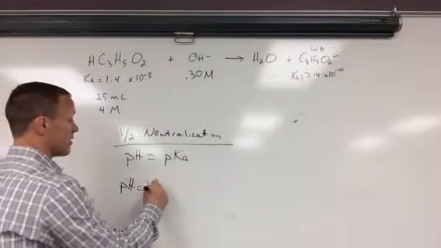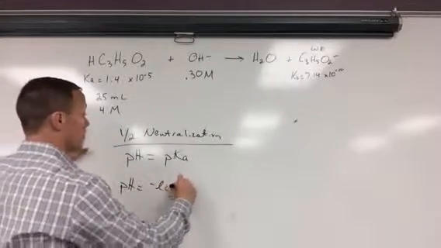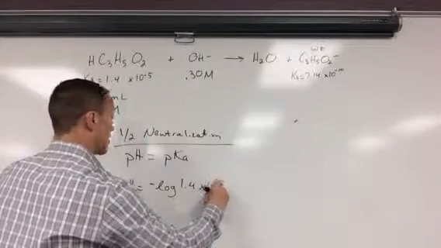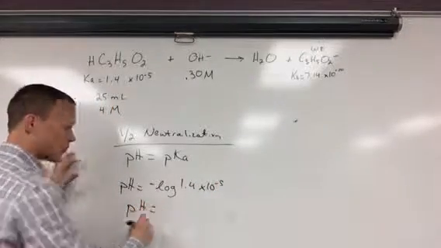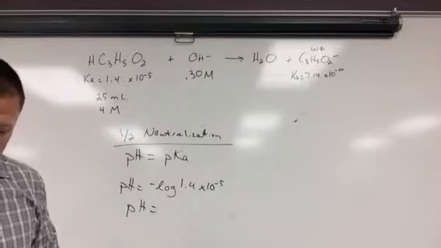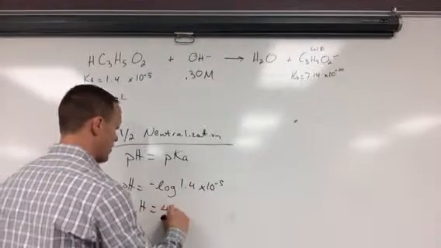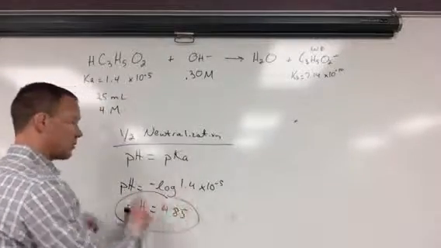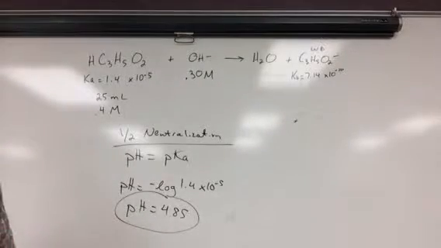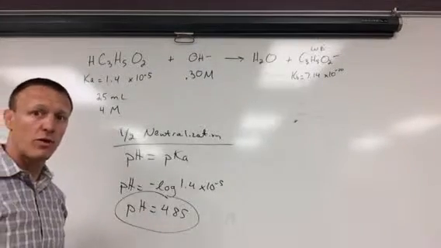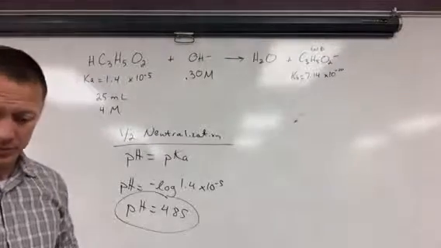So remember, pKa is the negative log of the Ka, which is 1.4 times 10 to the negative 5th. So our pH would be 4.85 at the halfway point. So we've risen just a little bit from our 2.62 up to our 4.85 at the halfway point.